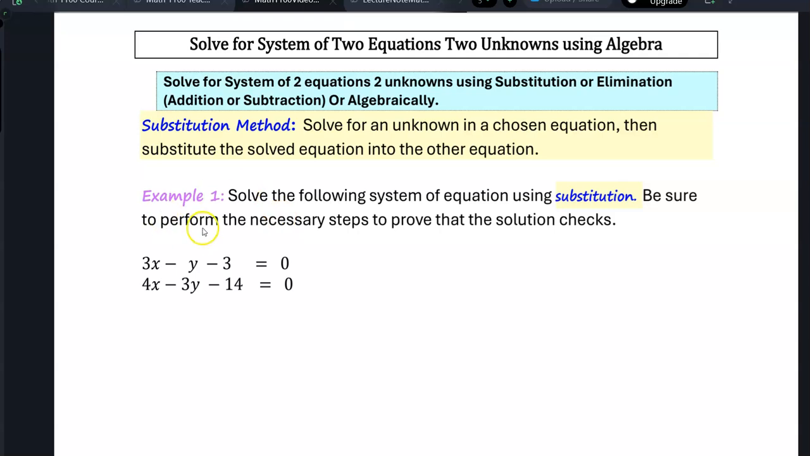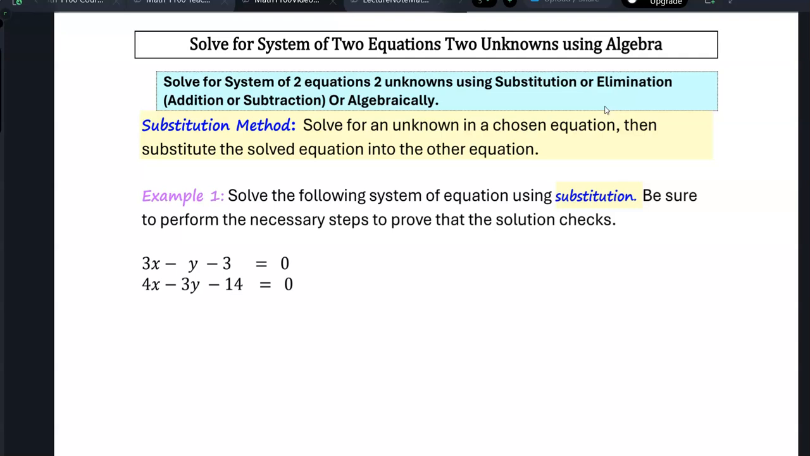So for this example here, I am going to use the substitution method. Like I mentioned in a previous video, you can make a choice between substitution and elimination. They both solve for the two unknowns algebraically. Eventually, with more practice, you will realize whether substitution or elimination is more suitable for the question that you are dealing with.